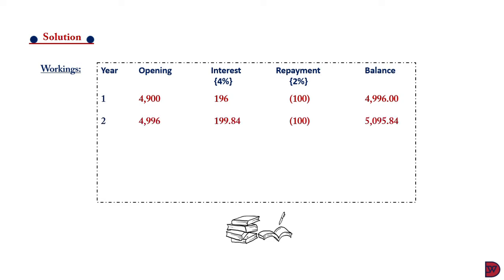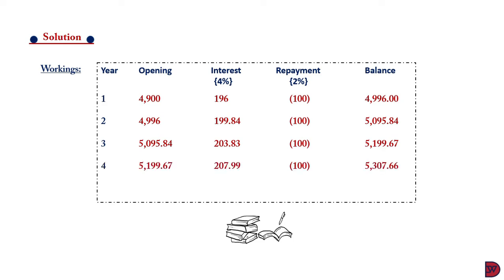The same figure will be the opening for year 2. We multiply the 4% on it, which gives us $199.84, recorded in the profit or loss for year 2. Charge the same 2%, which results in $5,095,084, recorded in year 2 in the statement of financial position. This becomes the opening for year 3. Multiply 4% on it, which gives $203,083, charged to the profit or loss account for year 3. Pays out $100,000. Results in a figure of $5,199,067, recorded in the financial position for year 3.